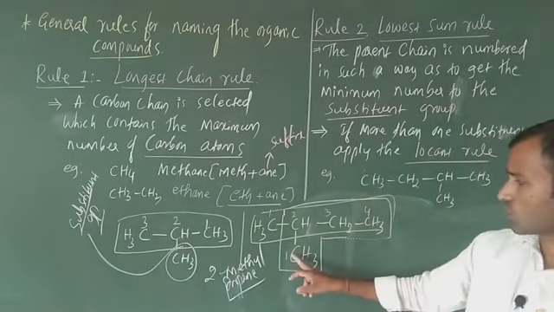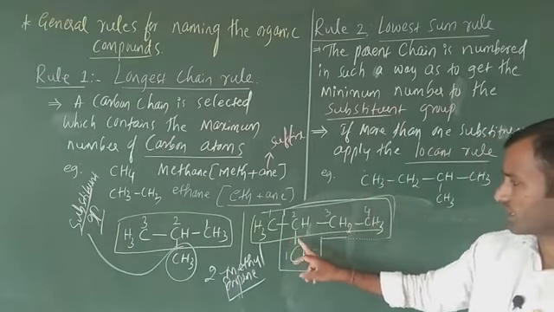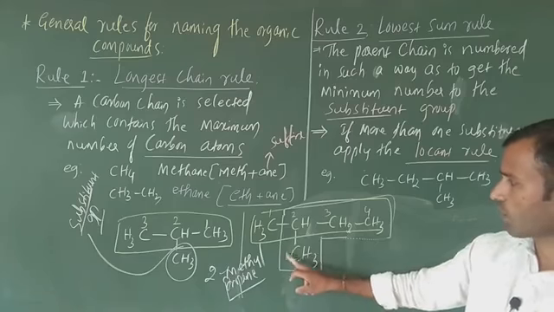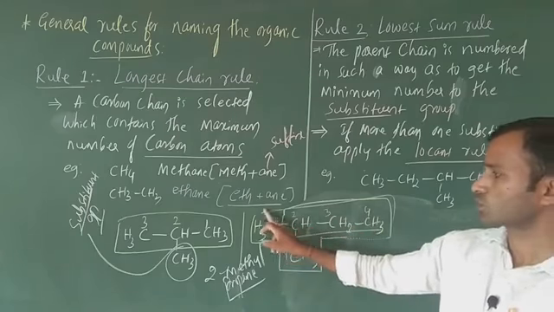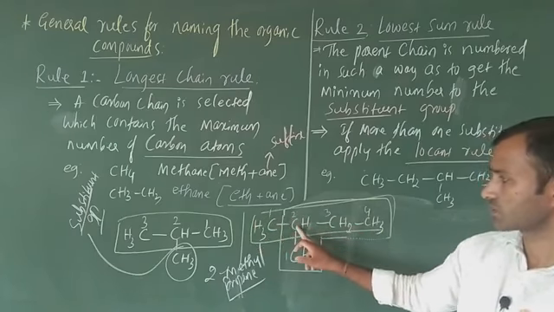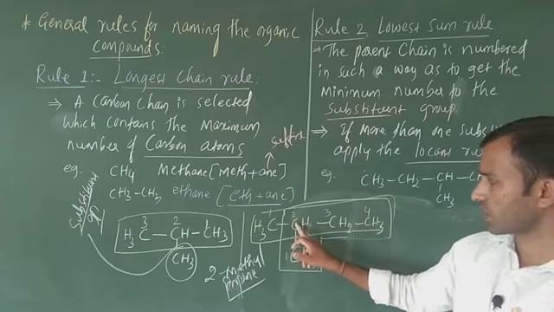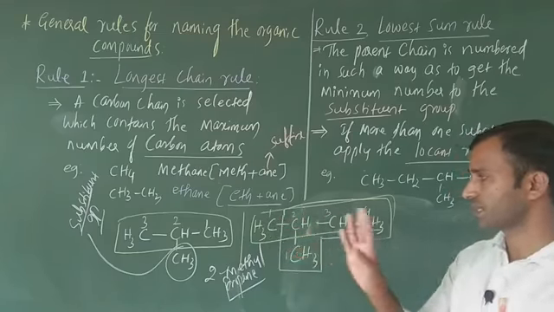Just here, this is the substituent group, no? Okay, like this. You have to consider this one: 1, 2, 3, 4. This substituent group numbering is what? 2. This carbon is 2, no? At carbon 2 the substituent group is attached, no problem.